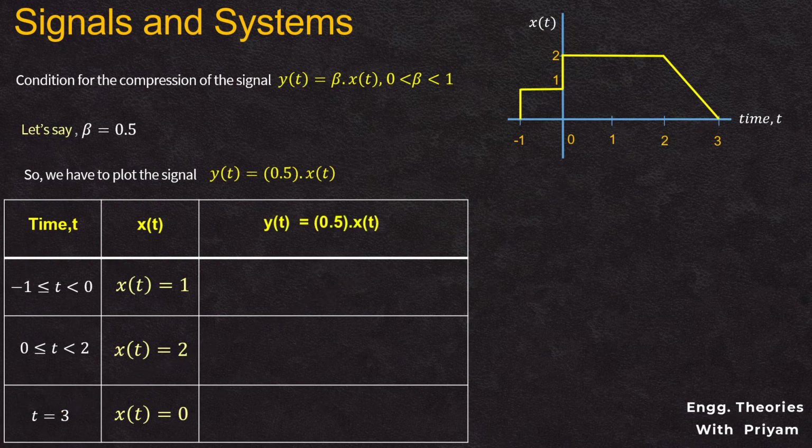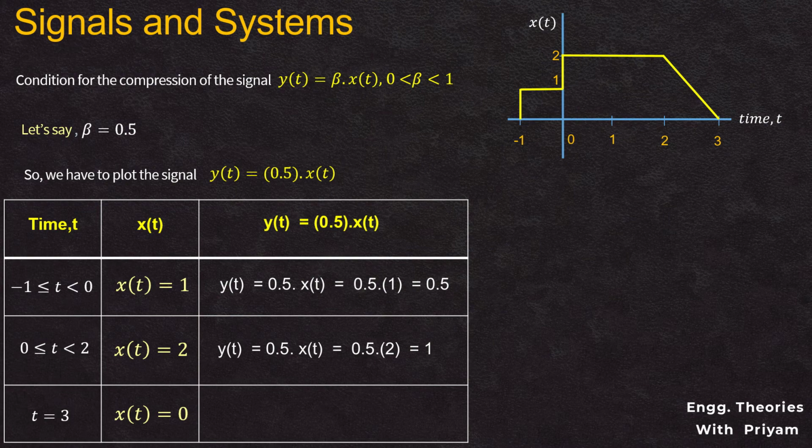When the time t is greater than or equal to -1 and less than 0, then the amplitude of the signal y(t) is equal to 0.5 into the amplitude of the signal x(t), which is equal to 0.5 into 1, which is equal to 0.5. Again, when the time t is greater than or equal to 0 and less than 2, then the amplitude of the signal y(t) is equal to 0.5 into the amplitude of the signal x(t), which is equal to 0.5 into 2 or 1. And finally, when the time t is equal to 3, the amplitude of the signal y(t) is equal to 0.5 into the amplitude of the signal x(t), which is 0.5 into 0 or 0. Let's plot the signal y(t).